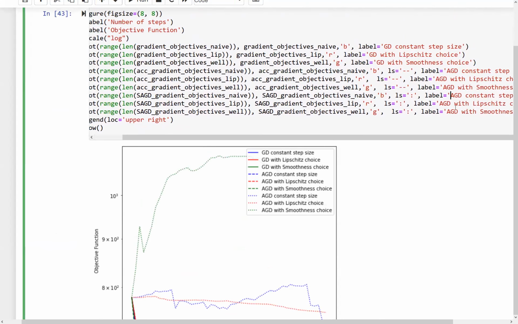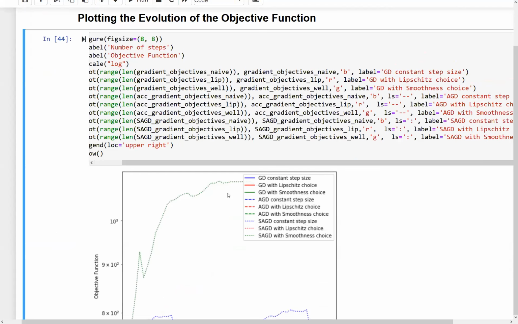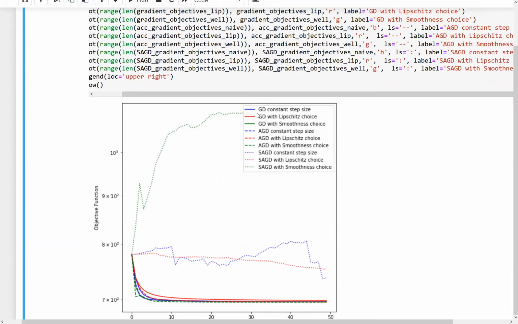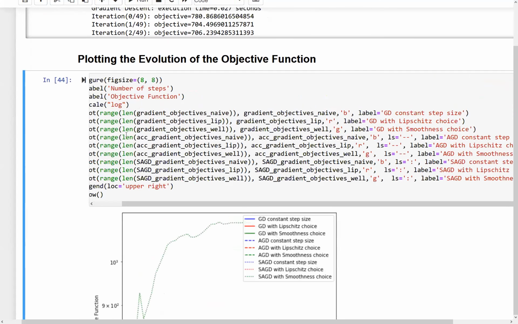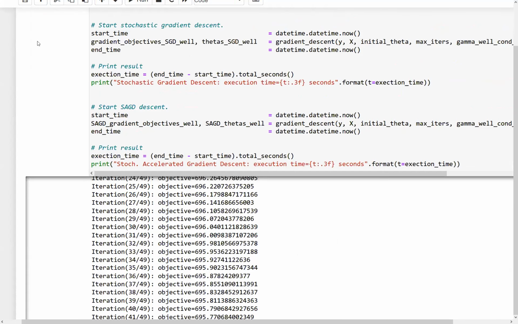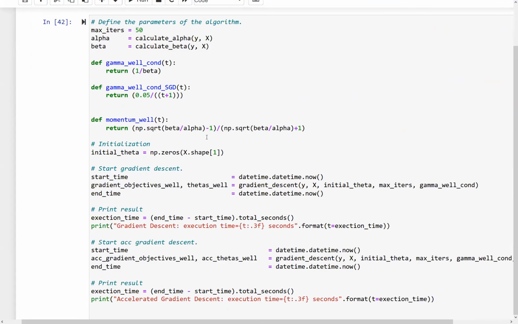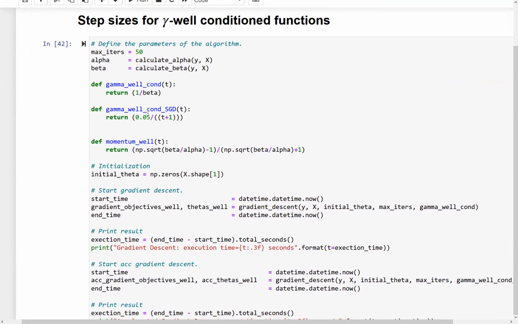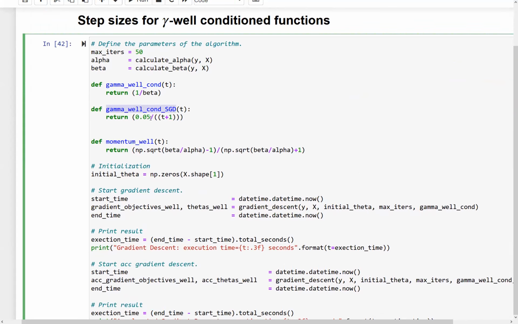And this is SAGD's. Other three ones. Yeah, so stochastic accelerated gradient descent is doing this funny thing, because what we used here was again the wrong choice for the gammas, in the sense that 0.05 as the base rate is in this case a bad idea.